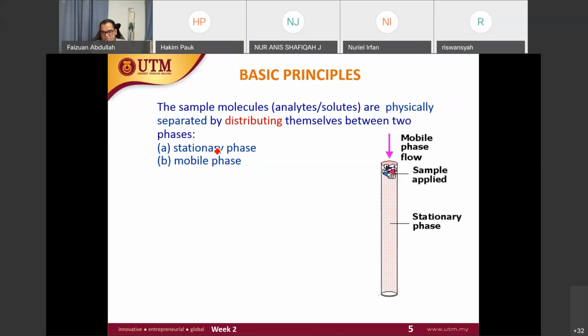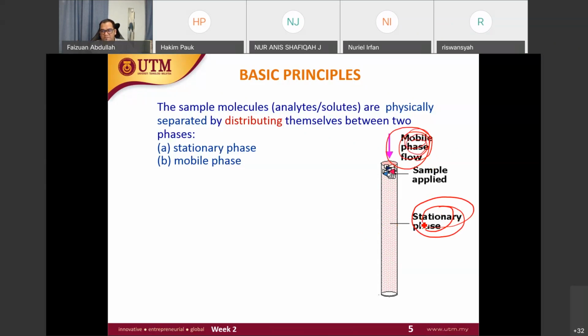We have one sample, and in the sample we have analytes of different shapes. Then we put something to flow the sample. That is the mobile phase. Now, understood? Which one is the mobile phase and which one is the stationary phase? This one is the stationary phase, and then we put something, right? That one is the mobile phase.